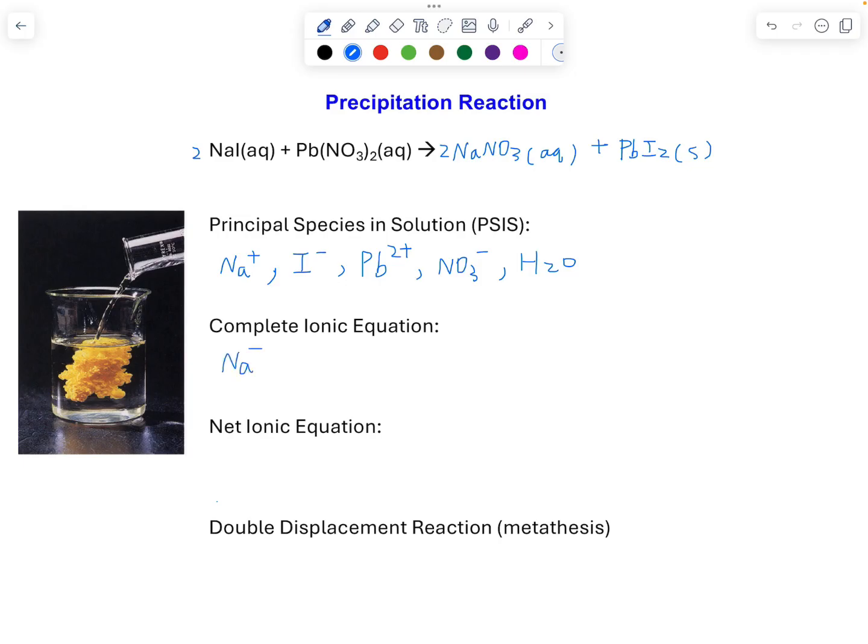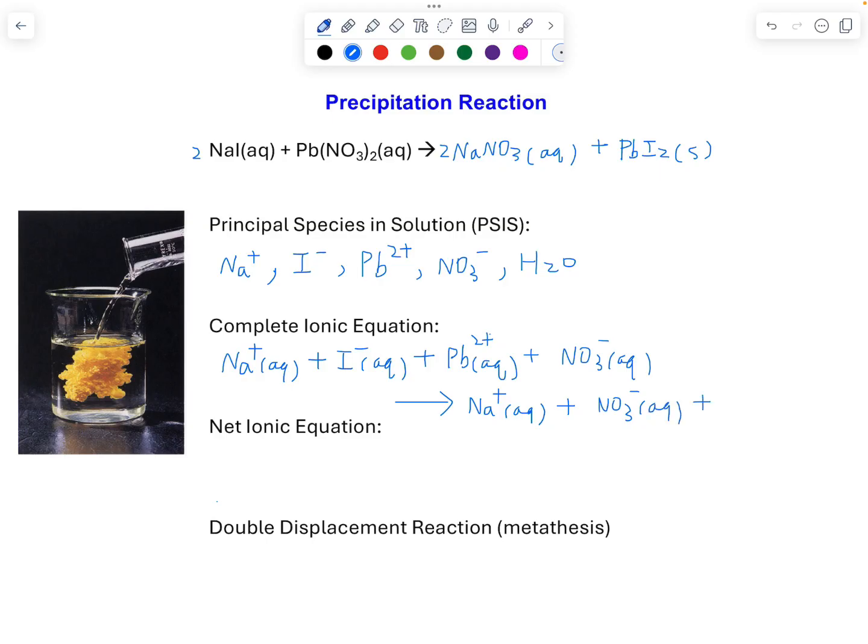Okay, so we can write sodium cation, iodide anion, lead cation, nitrate anion reacting in solution. And when they react, they form this sodium nitrate, which is a strong electrolyte, so really you form this sodium cation, nitrate anion, and you also generate lead iodide solid, which is over here. You can't write it in ionic form because it's a solid. Okay, and of course we need to balance the equation.